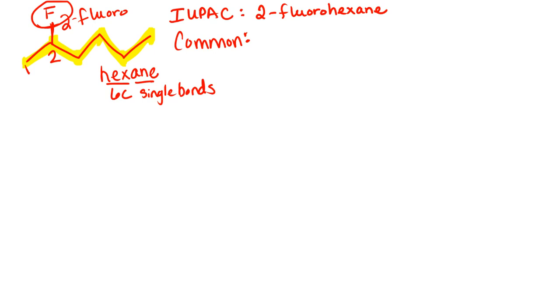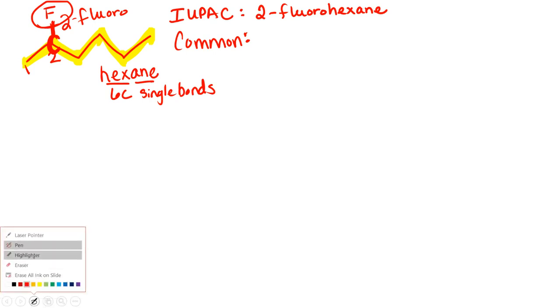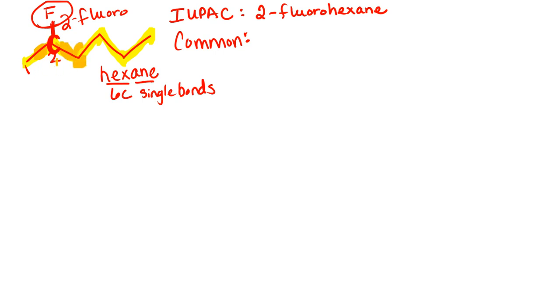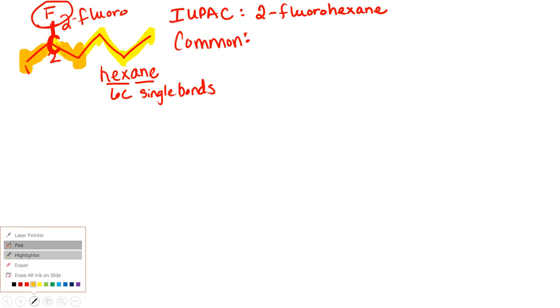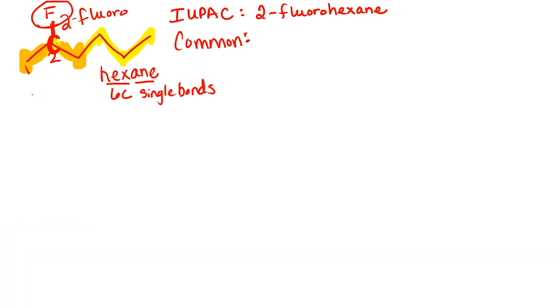For the common name, we need to study the carbon chain, that overall hexane chain, and then study this carbon of interest. This is the carbon that is connected to our functional group, to our fluorine. When we study that carbon of interest, what we notice is that it is connected to 2 other carbons. And since it's connected to these 2 other carbons right here, it's considered secondary. So those 6 carbons are secondary, and that would be sec.